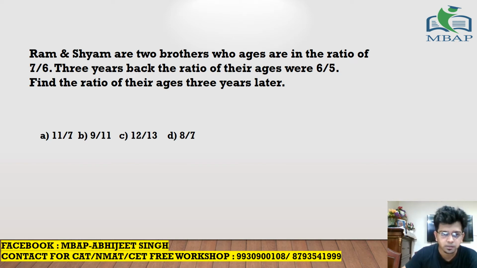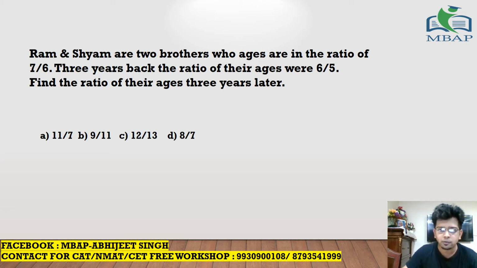The question says, Ram and Shyam are two brothers whose ages are in the ratio of 7:6. So it's not the case that Ram is 7 and Shyam is 6. The ratio is 7:6; it could be that Ram is 70 and Shyam is 60. 3 years back, the ratio of the ages was 6:5, and the question is to find the ratio of the ages 3 years later.